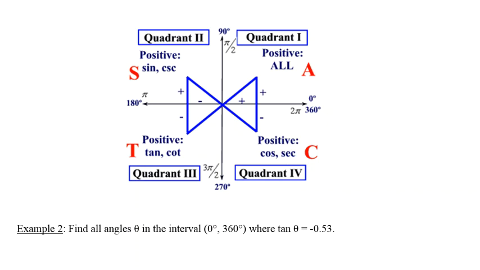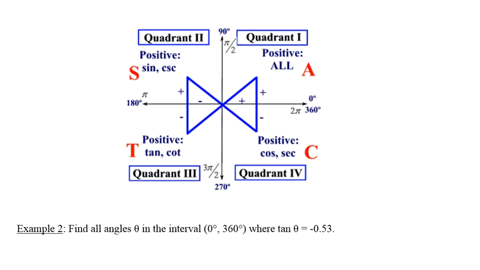In quadrant 1, because the x-axis is positive and the y-axis is positive, all 6 of our trig functions are positive. In quadrant 2, we have a negative x and a positive y because we have one of each. Sine and cosecant will be positive, but everybody else who uses the x will be negative.